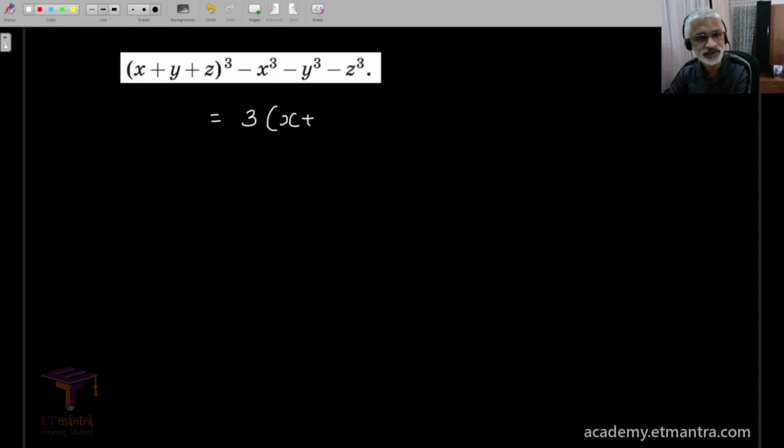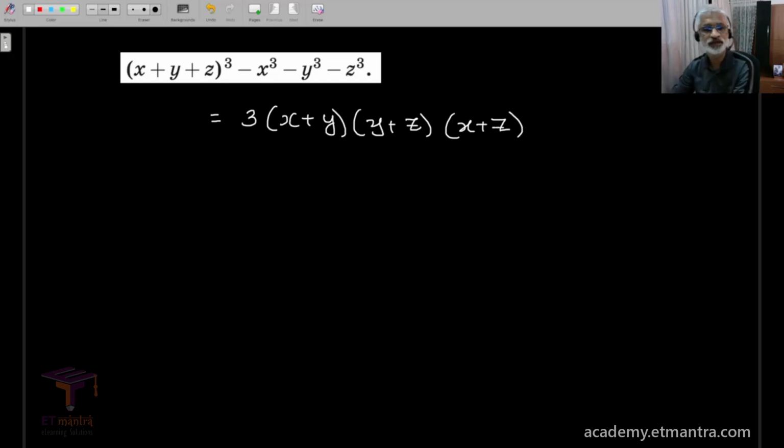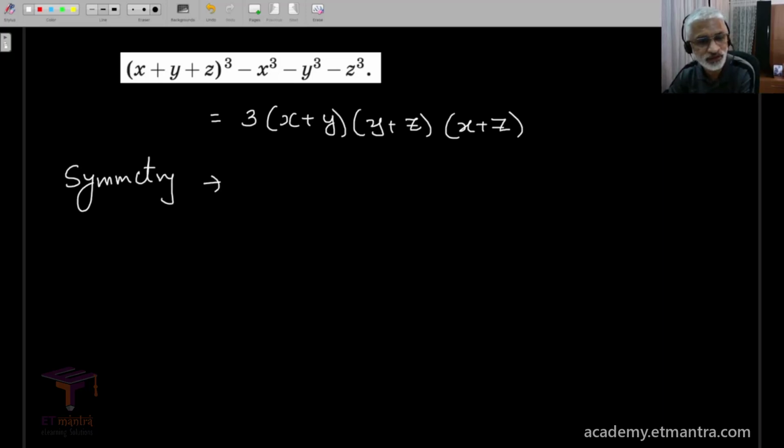So this answer is a very symmetric answer. The factorization gives rise to a wonderfully symmetric expression. And how do we get to this answer? So one way is to look at the symmetry of the problem, and notice that if we can get one factor, we can probably get two more due to symmetry.